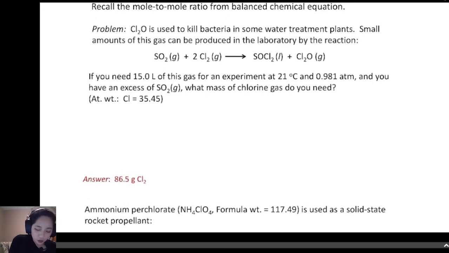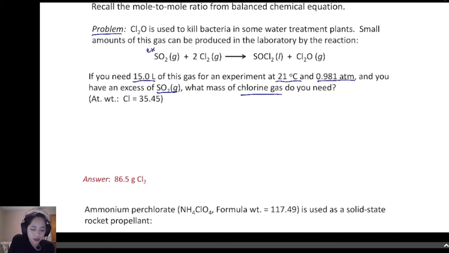So here's a question. Cl2O is used to kill bacteria in some water treatment plants. Small amounts of this gas can be produced in the laboratory with this reaction, and it's balanced. You need 15 liters of this gas at a temperature of 21 degrees and this pressure. You have an excess of SO2. What is the mass of chlorine gas that you need?